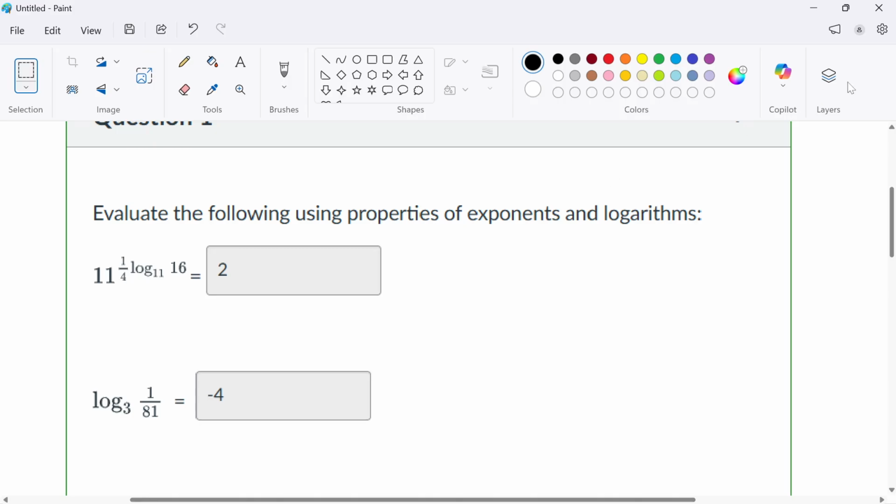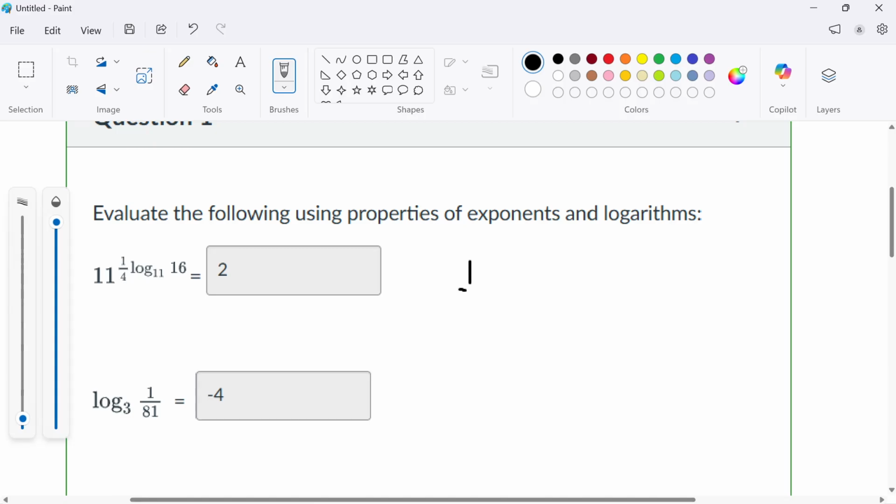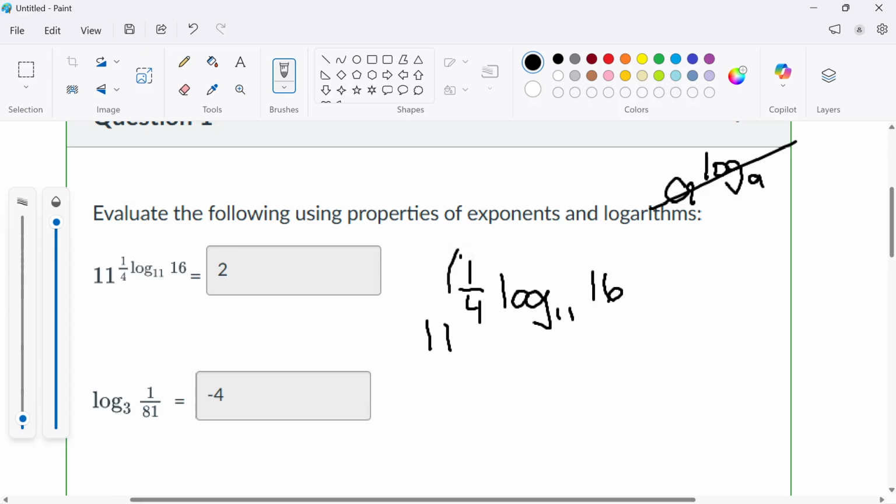It says, evaluate the following using properties of exponents and logarithms. And let me rewrite this. 1/4 log base 11 of 16. Oh, 11 raised to that power. So if I can get a number raised to the log of the same base as the number, they just cancel each other out. They're inverse functions. So I want to get this 1/4 out of here.